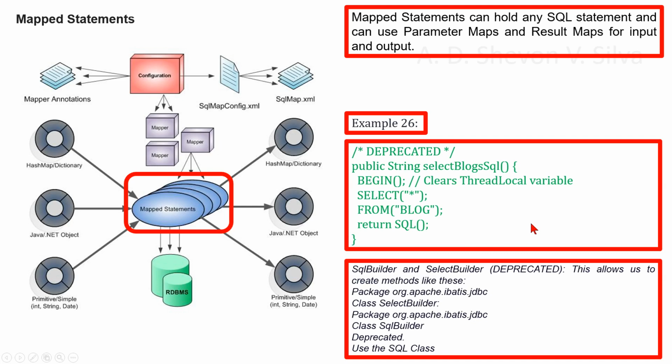Select builder and SQL builder classes are not magical, but it's important to know how they work. Select builder and SQL builder use a combination of static imports and thread local variables to enable the clean syntax that can be easily interlaced with conditionals. Use them by statically importing the methods from classes like one or the other, not both. This allows us to create methods like this. Deprecated, it clears the thread local variable.